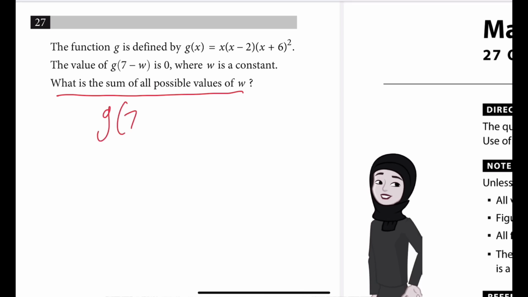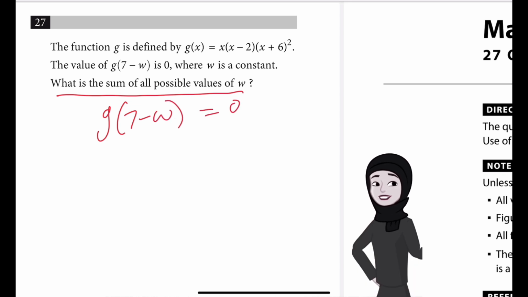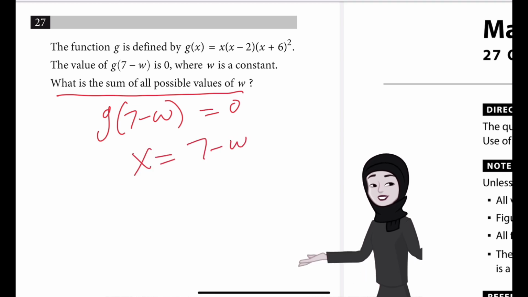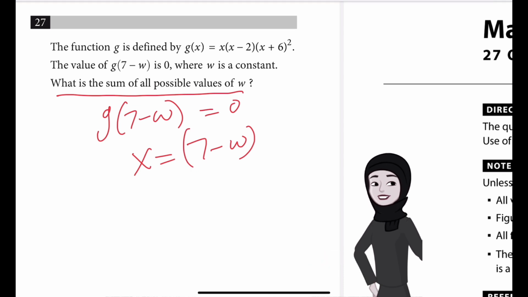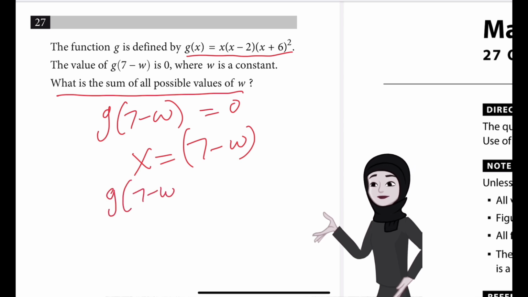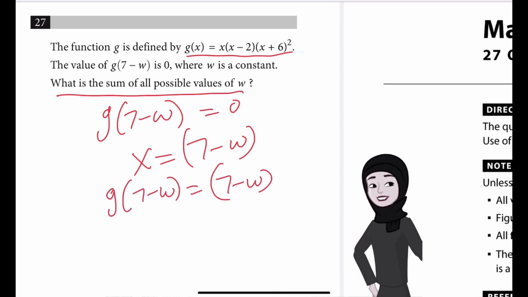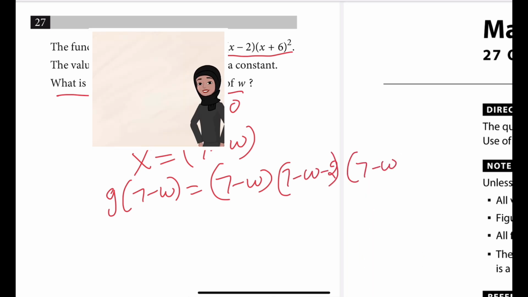So when the question says that g of 7 minus w is 0, what does it mean? It means that the value of g of x, when the input x is 7 minus w, the output is 0. That's what it means. So we will substitute 7 minus w for x in the given equation. Wherever there is x, we will substitute 7 minus w. So g of 7 minus w will be equal to (7 minus w) times (7 minus w minus 2) times (7 minus w plus 6) the whole square. Wherever there is x, I just plugged in 7 minus w.